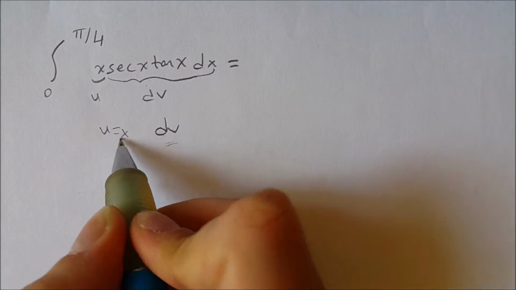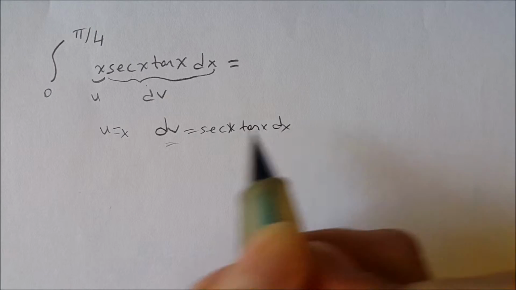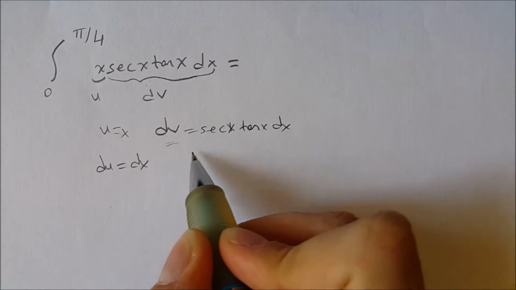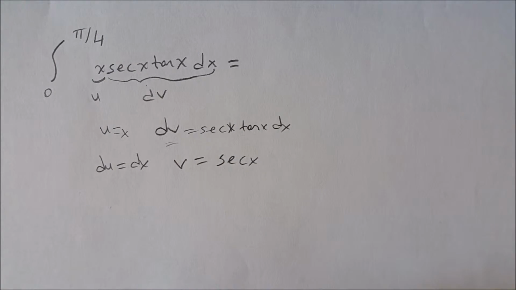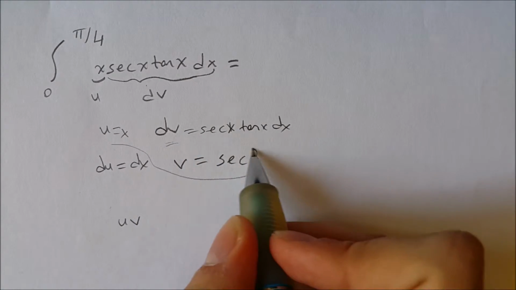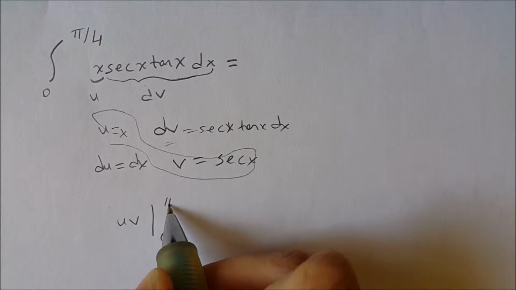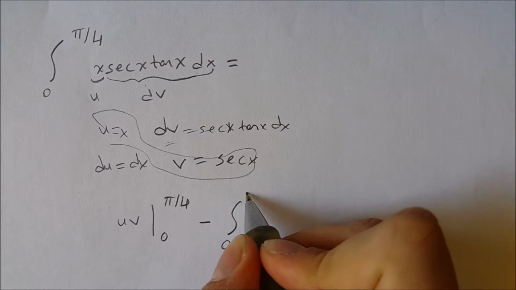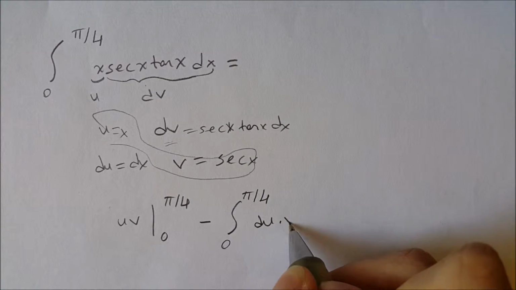Then you write it down. And then you take the derivative of u, which is dx in this case, and then you integrate dv, which is secant x in this case. Then the equation is as follows. uv, which is this part, between the boundaries, and then minus the integral within the same boundaries, and then du times v.